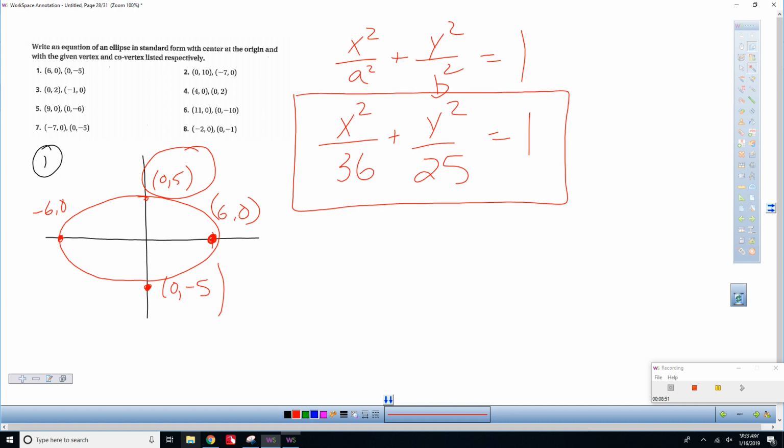Oh, well then I can do number 8 even faster. Okay? Probably without sketching a picture. X squared over 4 plus y squared over 1 equals 1. Not bad. Okay, I can do that.